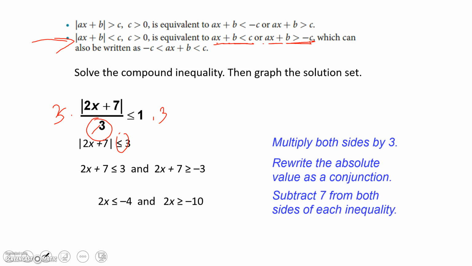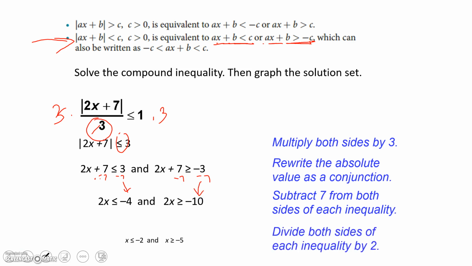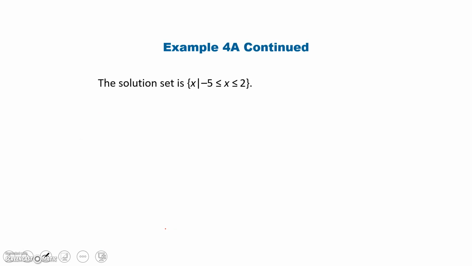So we will subtract the 7 from both sides on both of them. So we would end up with 2x less than or equal to negative 4 here, and 2x greater than or equal to, we're going to add the 3 and 7, for a negative 10. Divide those out, and we get our inequalities. We end up with x less than or equal to negative 2 here, and x greater than or equal to negative 5 here. We will go then and graph those.